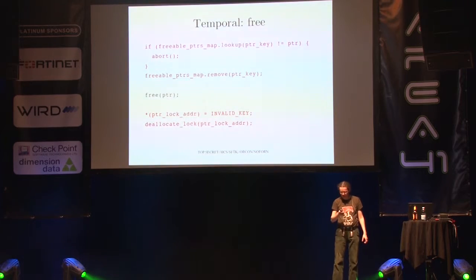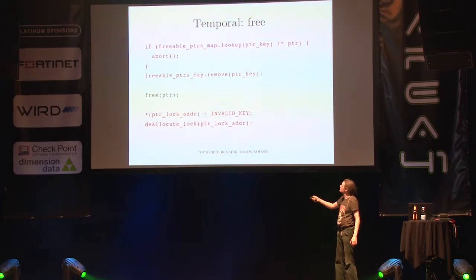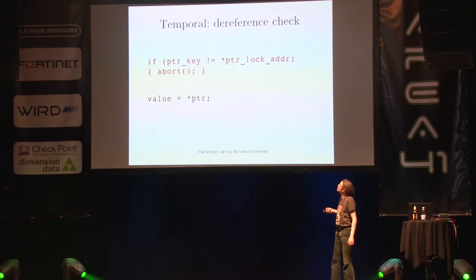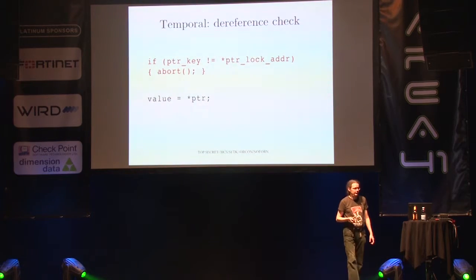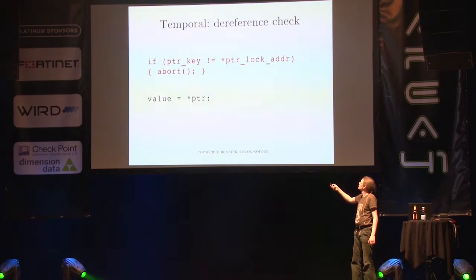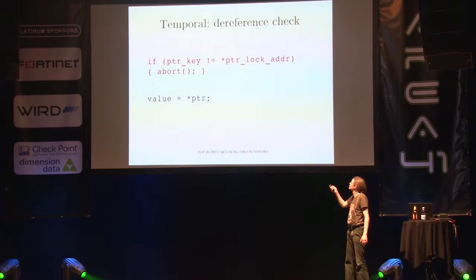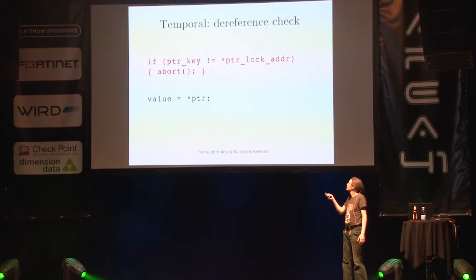Now, when we call free, the crucial part is this here. To the lock address, we write a special invalid key value. So if we have a pointer around somewhere, we still have a copy of ptr somewhere. It still has the same key value. It still points to the same lock. But at the lock address, now we have an invalid value. So access to a pointer looks like that. We check whether the key is equal to the value at the lock address or not, which is the case after we call malloc, and which stops being the case after we call free. So in that case, we simply abort.